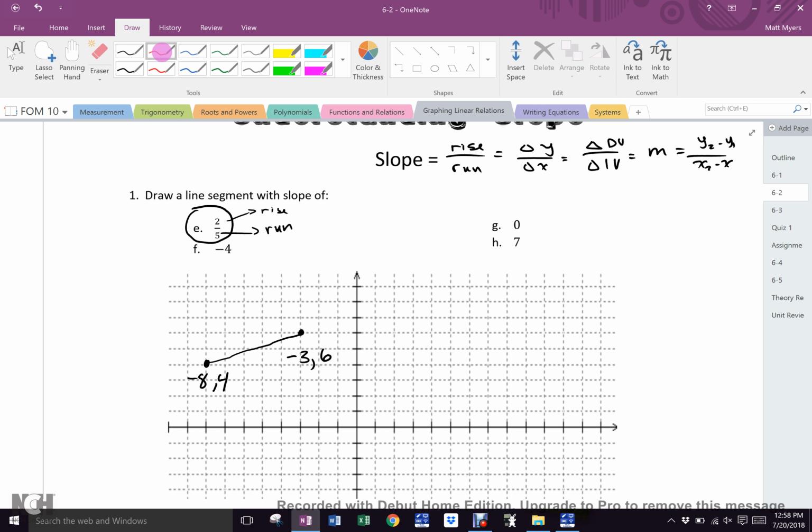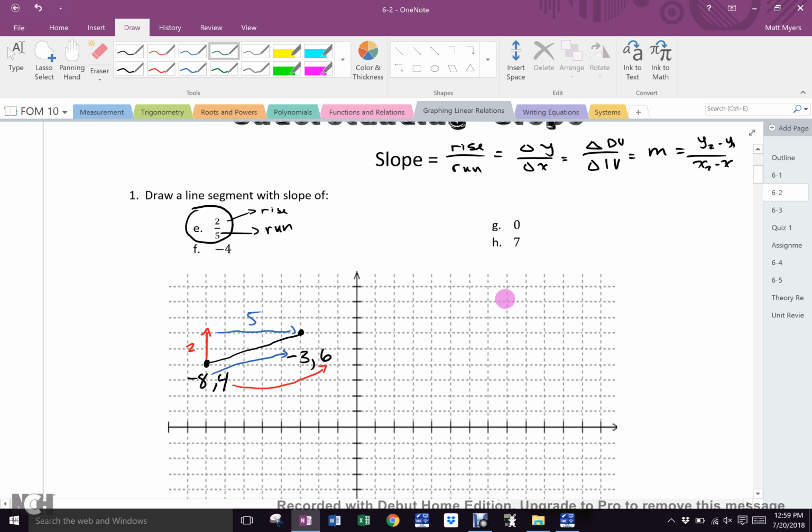Now please observe, all of you can do this too. I rose 2, so my y's rose 2. I went to the right 5, so my x's rose 5. Does everybody understand? Everybody. Good. Now, somewhere in this corner, put a dot anywhere and label its coordinates.